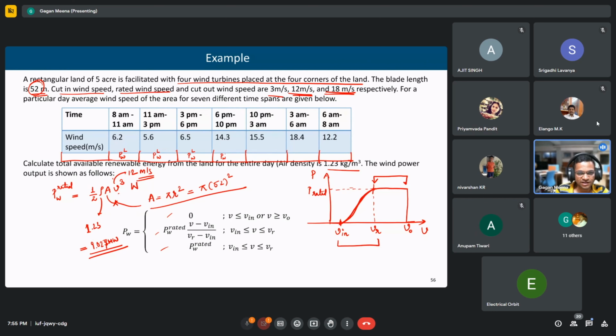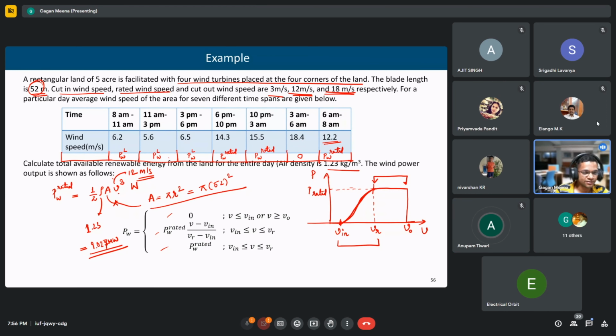So this is the rated power. Then next, again constant, yes. And what about this one, 18.4? It will be zero, because it is more than 18. Yes. And what about 12.2? Not linear, it is rated. Yes, correct. So this will be rated.